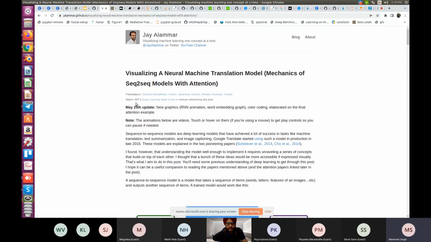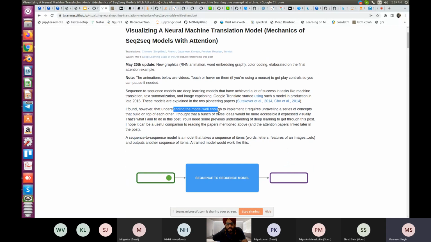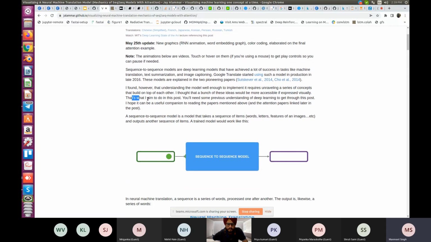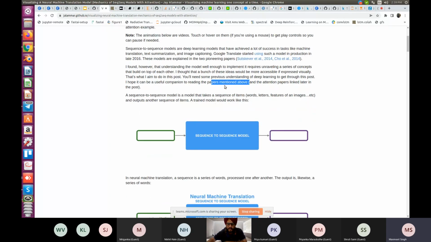And so the author says that, however, understanding the model well enough to implement it requires unraveling a series of concepts that build on top of each other. And he thought that a bunch of these ideas would be more accessible if expressed visually. So that's what he aims to do in this post, and you will need some understanding of deep learning, which we have already developed, I assume, from the past lectures. And I hope that it would be useful for reading the papers mentioned above. So to read these papers, this kind of understanding would help.